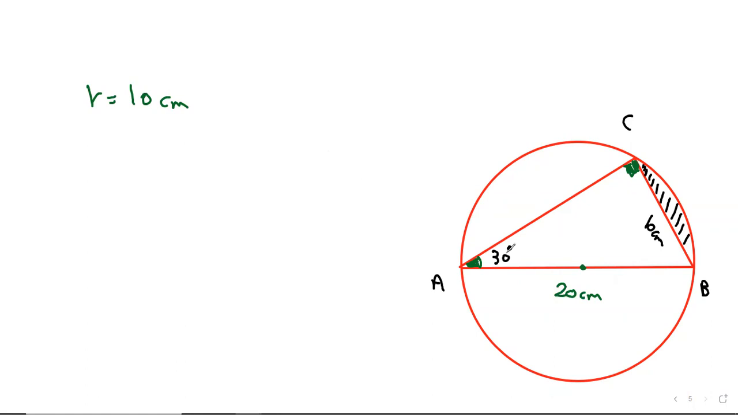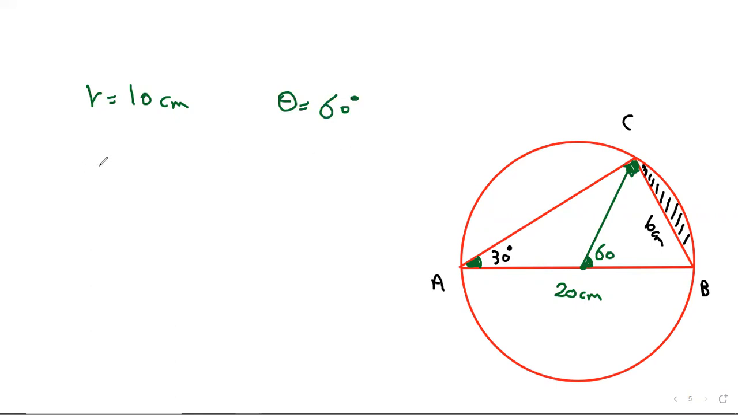We have here the inscribed angle opposite to the circular segment. If we draw this line here, we'll get the central angle which we need. This angle will be double the inscribed angle, because the inscribed angle is half the size of the central angle if they are subtended by the same arc. So this angle is 60. So theta equals 60 degrees.